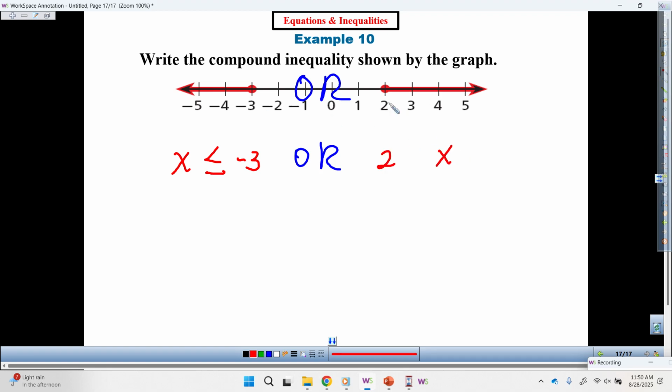This one is 2. All these are x. What is 2 compared to all these? Less than or equal to. And we write solution set of x such that, and we close it. And we'll stop right there.